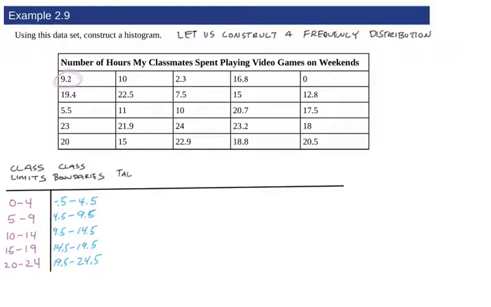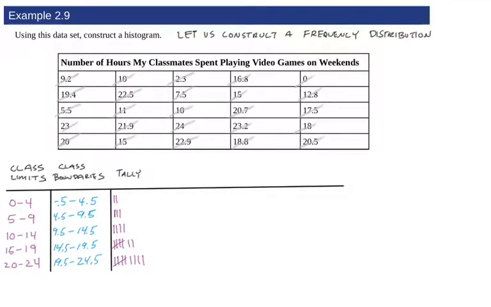So let's get a tally going now. The tally is going to keep track of all of the data values. If we see that our first value here is 9.2, we know that falls in the second class there. So I'm going to put a little tally mark just to keep track of that. The next one is 10, so that's in the third class. And then we have 2.3, which is in that first class. We're going to go through all the data and mark all of these up here, one by one.